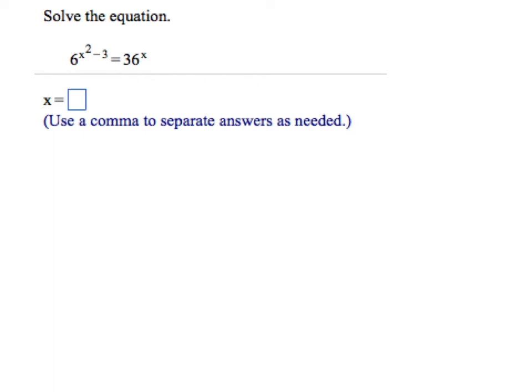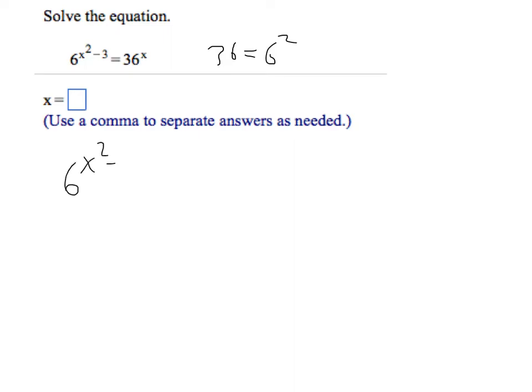Here's another example of solving an exponential equation using one of the problems from the online homework. In this case, we can see that both sides of this equation can be written as exponentials with the same base, because 36 is 6 squared, which means we can rewrite this equation.